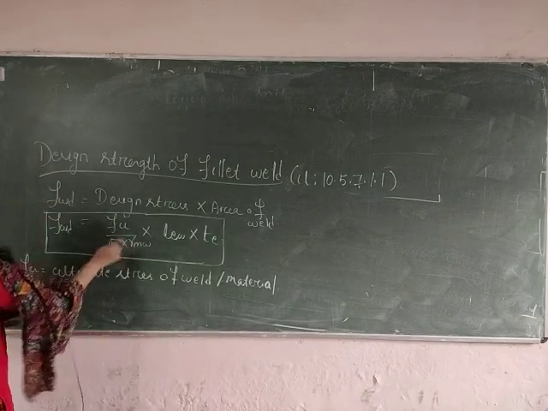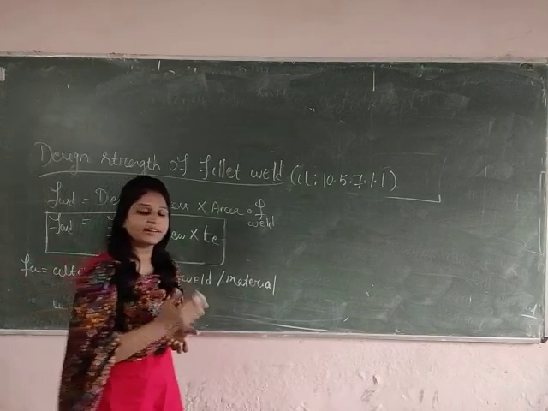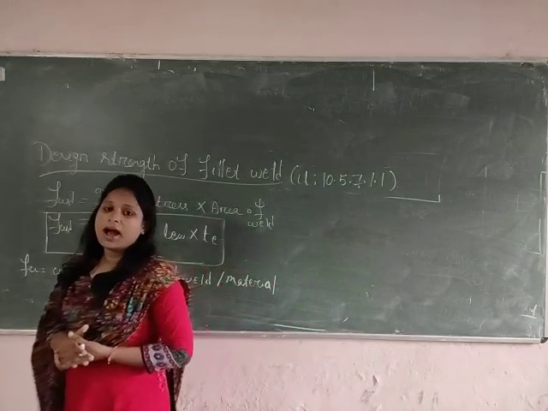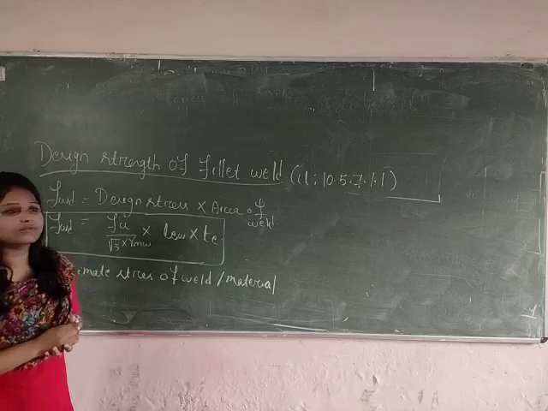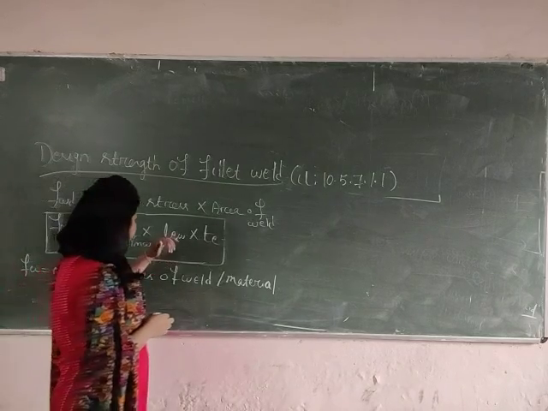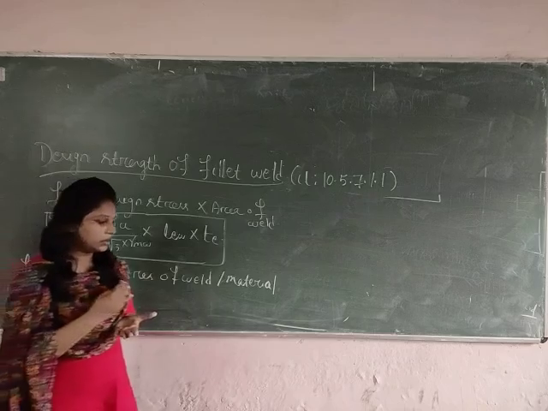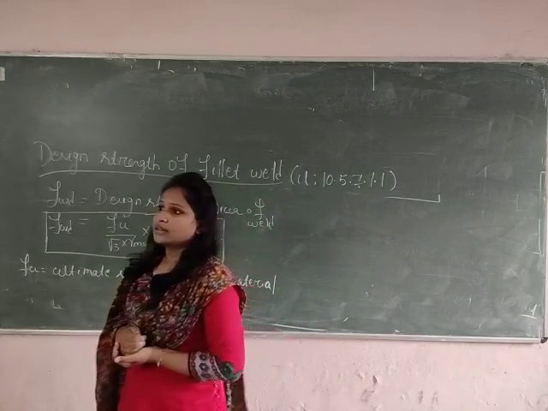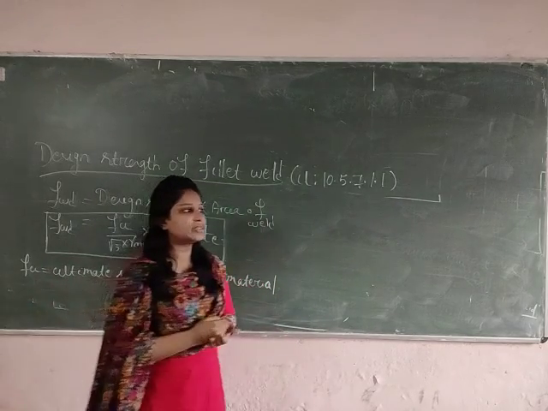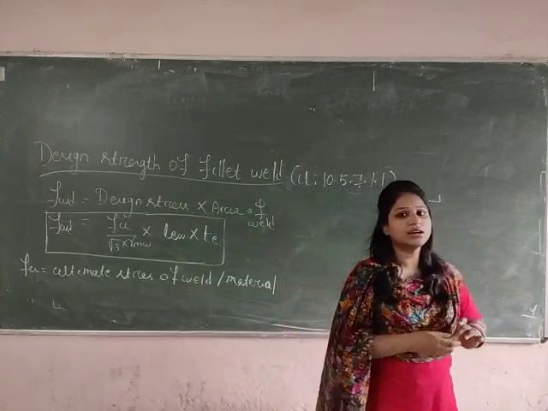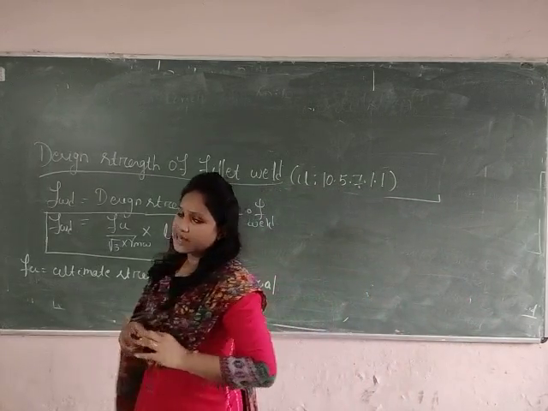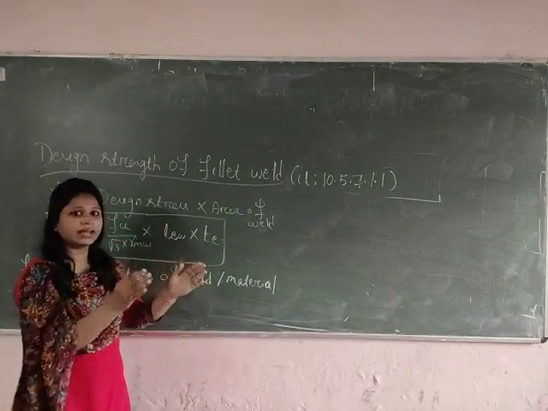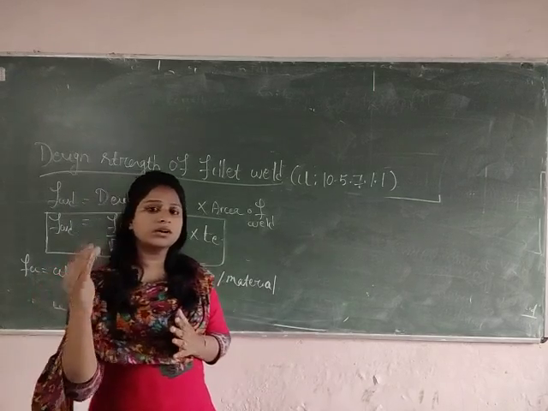Next come to gamma mw. Gamma mw is the partial factor of safety for weld. For shop fabrication that value is 1.25 and for field fabrication the value is 1.5. Then next come to effective length. In the last lecture I discussed that effective length is the length which is generally considered for the load transmission in the design. That can be calculated by total length of weld minus the end return.